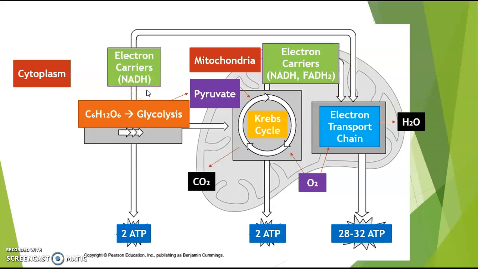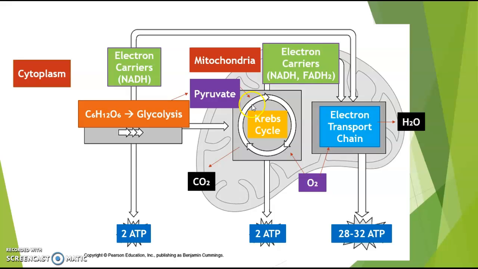So 3 things are being given off. Pyruvate, which is used in the Krebs cycle, so step 2. 2 ATPs of energy down here, and an NADH molecule over to the electron transport chain. That's step 1.